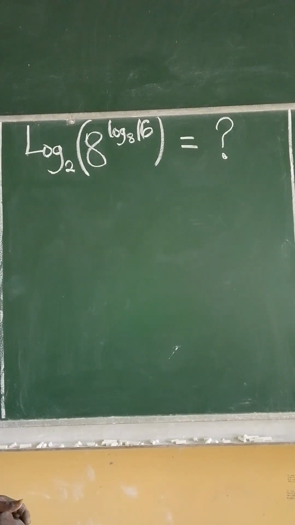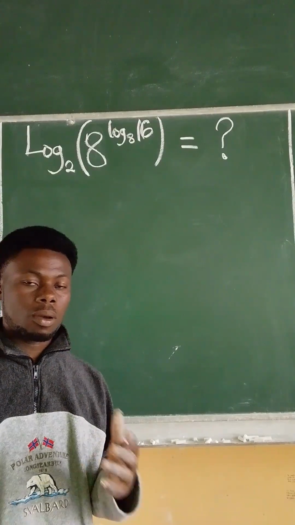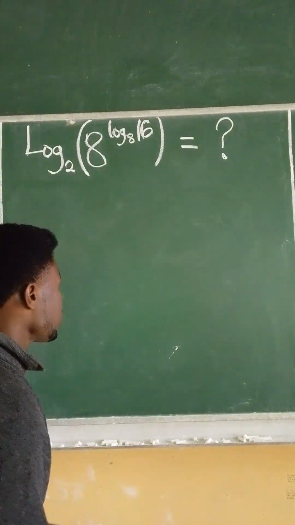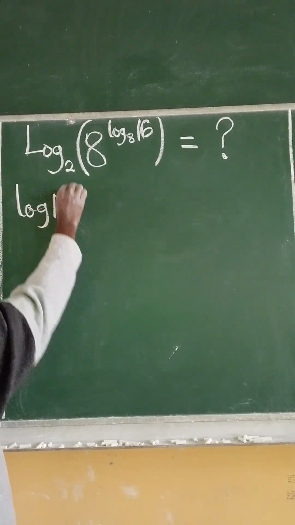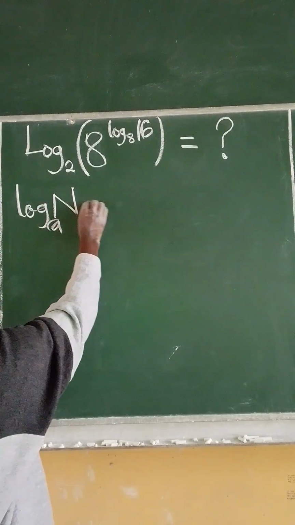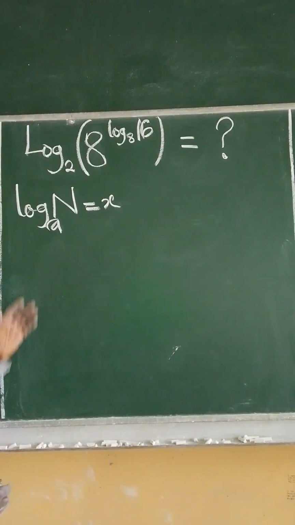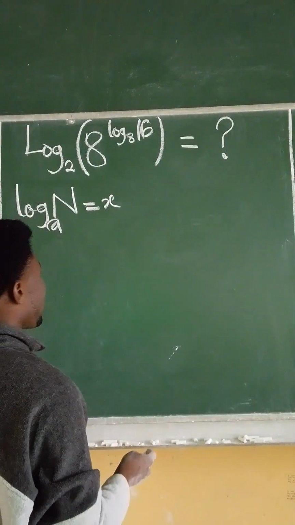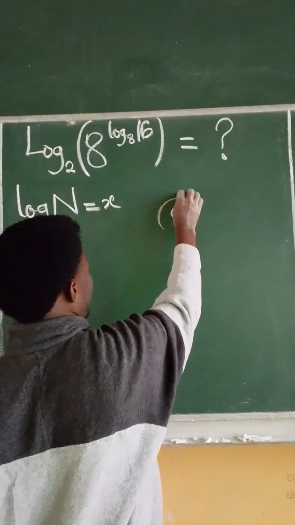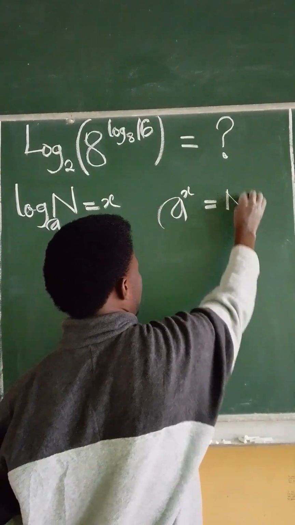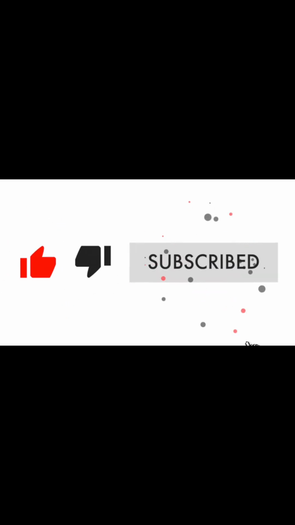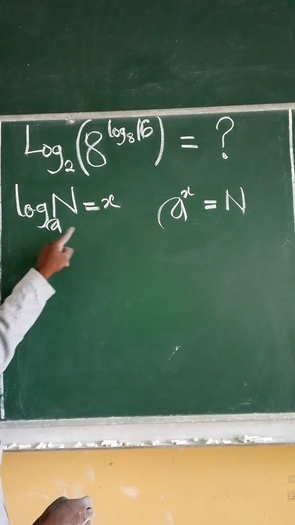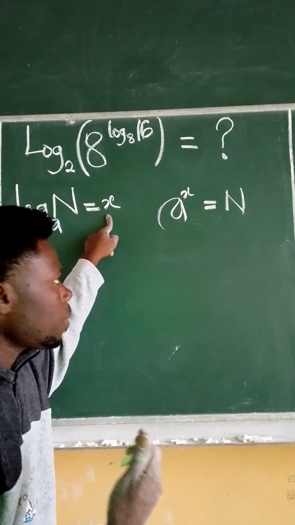How do we evaluate this question on the board? In this question, we are going to examine the principles in logarithm. The principle is that if we have log n in base a is equal to x, this is basically the same as a raised power of x is equal to n.